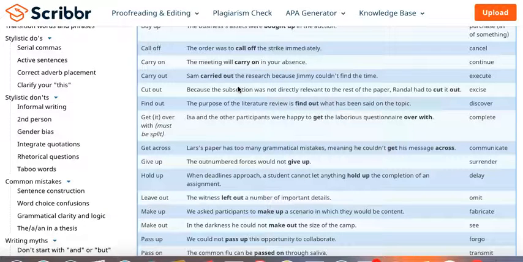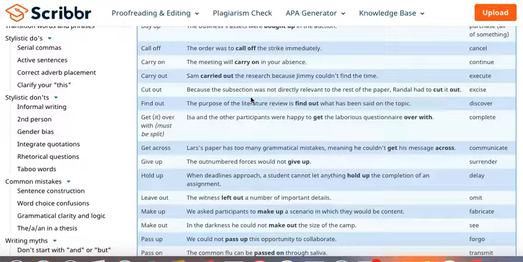Carry out. She carried out the research because Jimmy couldn't find the time. Carried out. One word. Execute. And if it's past tense, of course, you have to change it to executed with ed.